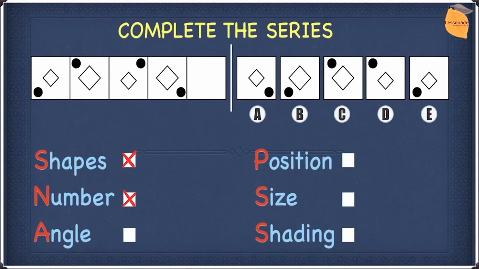In terms of angle, there is no angle because none of the shapes are rotated. For example, this diamond is not rotated to become this diamond, and this circle has not been rotated to become this circle. Since nothing has been rotated, angle doesn't work either.